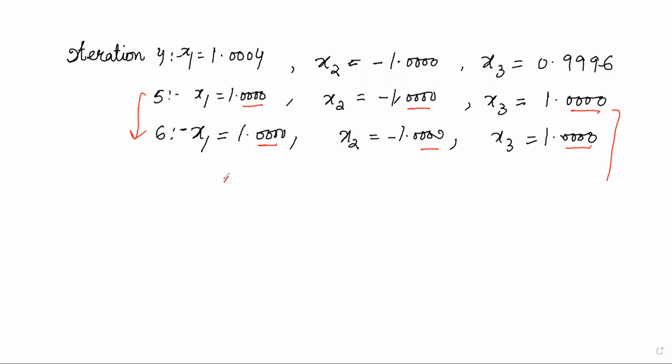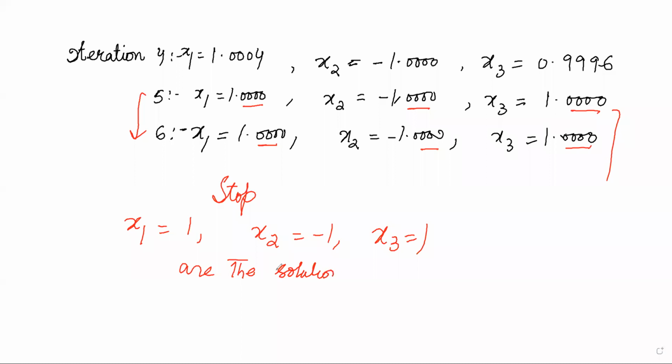So we will stop our iteration at iteration 6 and say x1 is equal to 1, x2 is equal to minus 1, and x3 is equal to 1 are the solutions. This is how Jacobi's method works. In the same way, you can have some hands-on experience: solve the following question using the Jacobi method.